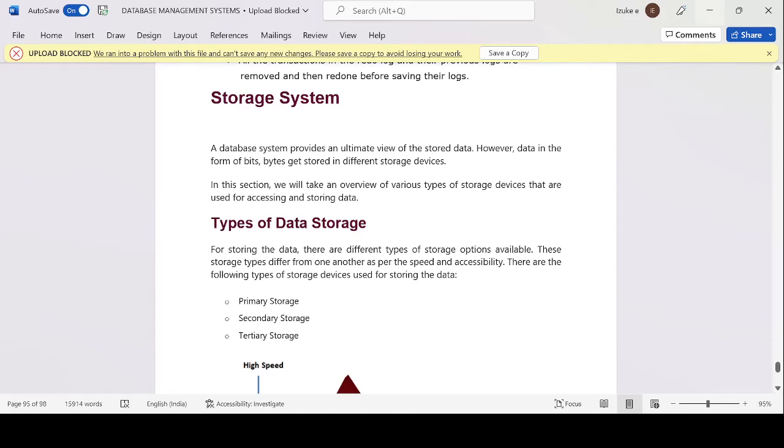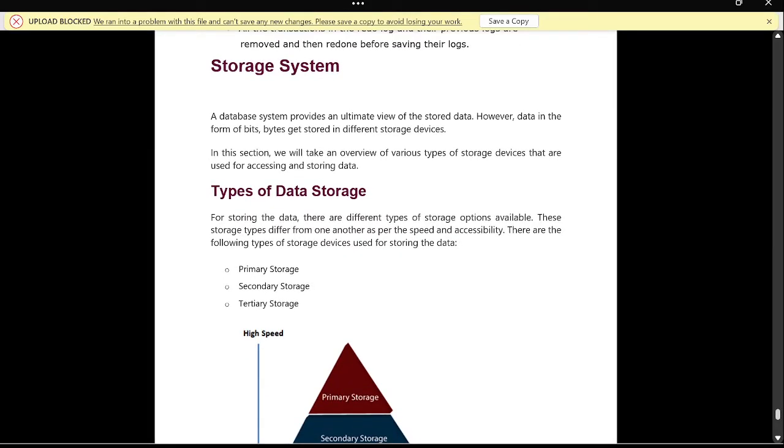So now, in the next class, we are going to see about storage systems. We know that memory is divided into primary memory and secondary memory. The same thing we are going to discuss with another name, called storage systems.